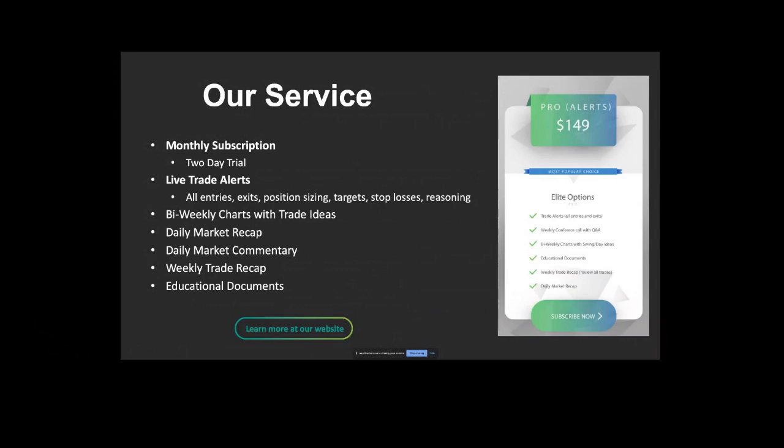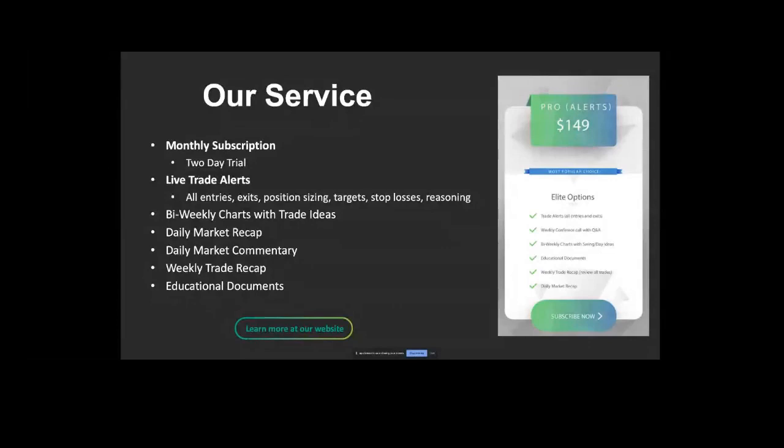And this gives you an idea of how a full-time trader trades. It gives you an idea of how I trade on a daily basis and what kind of trends I look for. So we also provide charts with ideas.